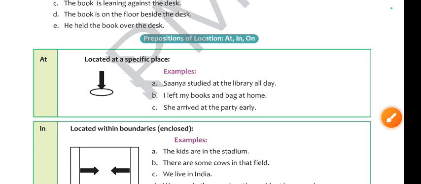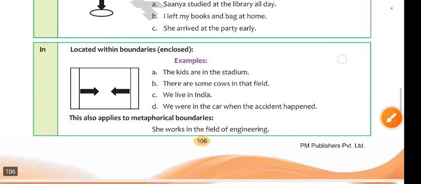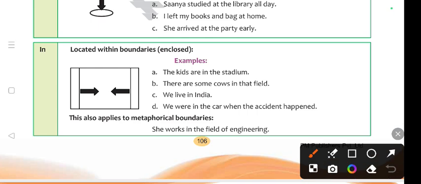Preposition of location. So at, in and on are used for prepositions of location. For example, Sanya studied at the library all day, means she was in the library at a particular place and she was utilizing all her time in reading or in studying in the library.